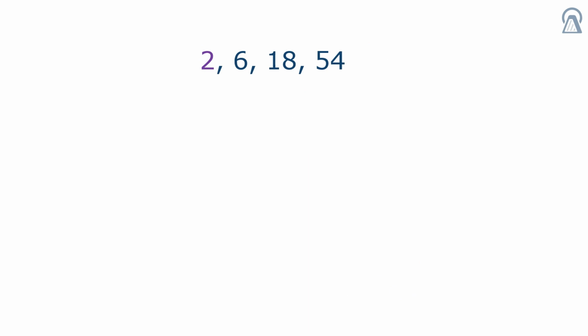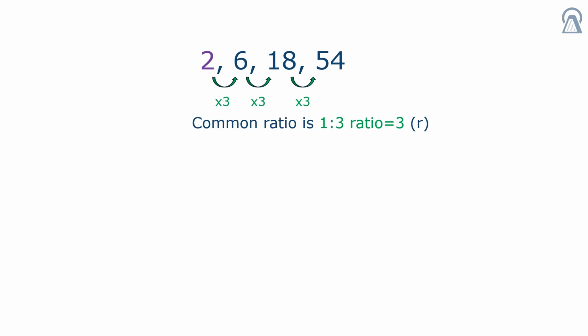Next, we're going to have a look at a geometric sequence. In a geometric sequence, each term is found by multiplying the previous term by a constant value, okay, which is called the common ratio. So our example 2, 6, 18, 54, you can see that each subsequent number is 3 times the amount of the previous one. So a common ratio is 3.